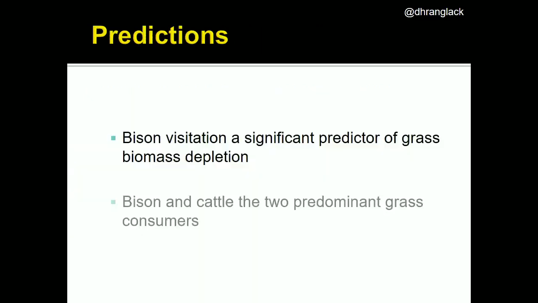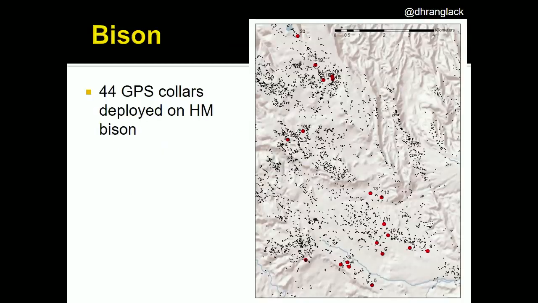So to revisit our predictions, the first was that bison visitation would be a predictor of grass biomass depletion. We had 44 GPS collars on bison in this area at the time, and so each of these black dots represents one GPS location that was collected during the year that we were monitoring this area. You see that we did a good job in placing our plots in areas that are actually used by bison, and capturing a lot of variation in use. So here's that number 19 I just showed you. The bison do use that area very heavily, where down here some of these sites were only visited once or twice.